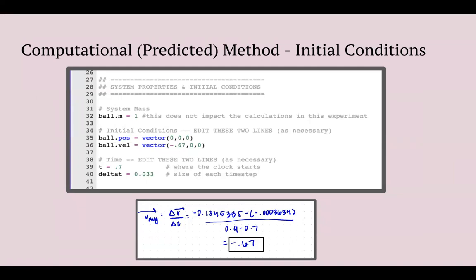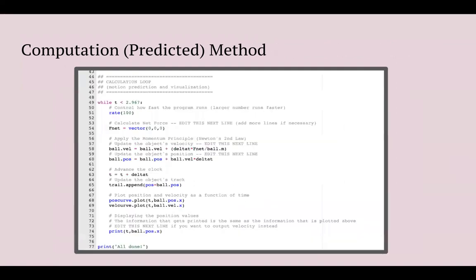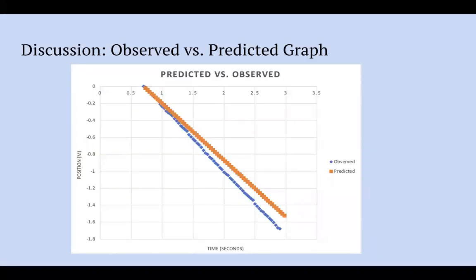As I mentioned before, I set my time to begin at 0.7, and I also set my delta t to be 0.033. I obtained this by dividing the total time of the video by the number of frames. This next excerpt of code illustrates the physics principles we discussed in the introduction. I set my net force to be 0, 0, 0 because the object is moving at a constant velocity and thus has a net force of 0. I also incorporated the velocity update formula and position update formula that I mentioned earlier.